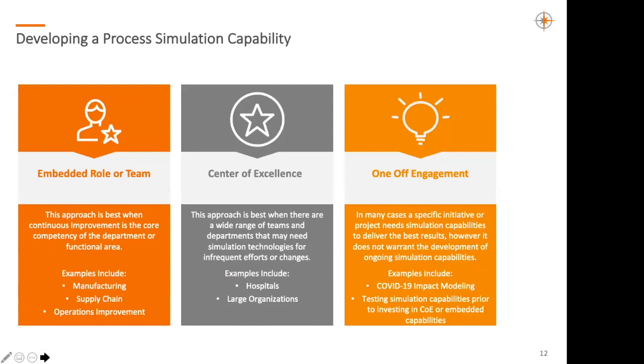Another option is the center of excellence. This is a great approach when you have a lot of different departments and functions that need simulation technology, but not frequently enough to need an embedded role on that team or to have that be an embedded function of the team. So where you might see this is at a large insurance organization where they need to farm out the simulation and process improvement function to their claims team, to their customer service team, or to their enrollment operations team. And they need to look at a couple scenarios, improve processes for a period of time, and then maybe it's not a full-time ongoing lean initiative.